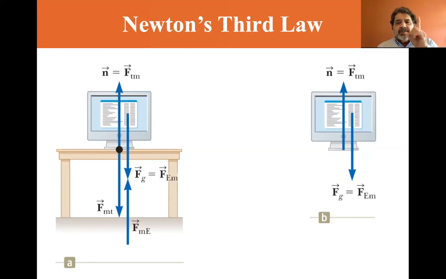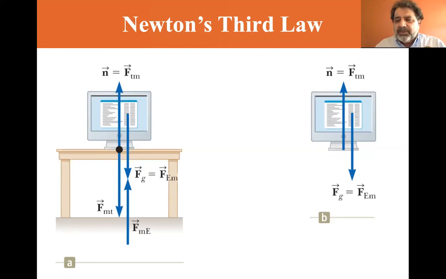The normal force, normal meaning perpendicular, so there's always a normal force, and it's perpendicular to the surface where the action is taking place. And besides that, the black dot, you have the force of gravity, Earth on the monitor, and you have the force of gravity from the monitor on the Earth. They're equal and opposite. But as we just discussed, the Earth's mass is so much greater that you don't see the Earth move.